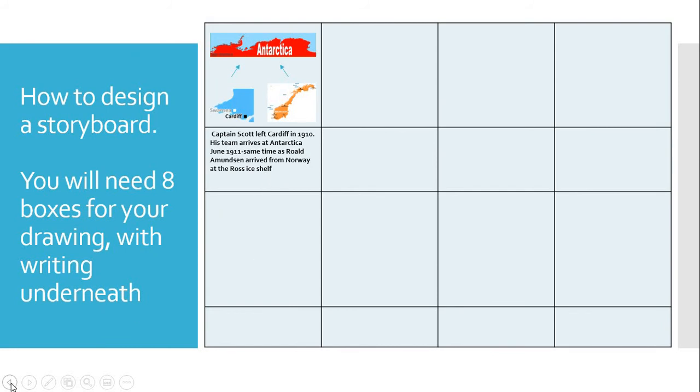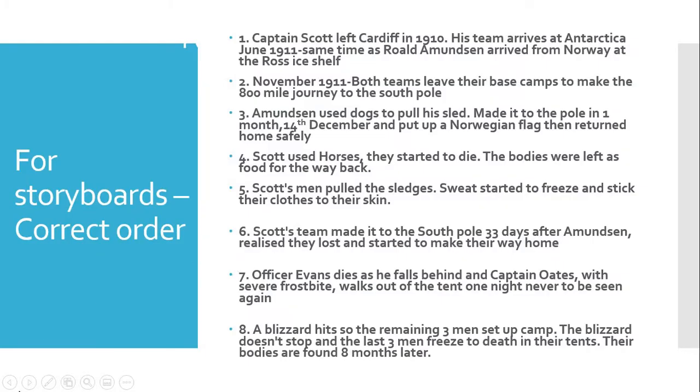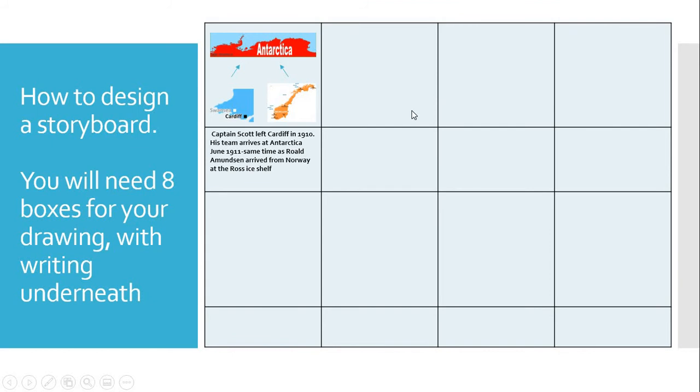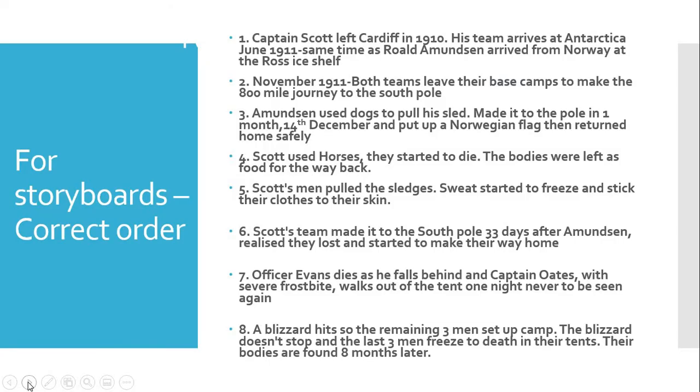So the second option is November 1911. Both teams leave their base camps to make the 800-mile journey to the South Pole. You could draw maybe Scott's team or Amundsen's team marching along, and you could do an arrow saying South Pole 800 miles away. That'd be quite a creative idea. Next one, I'll give you one more example.